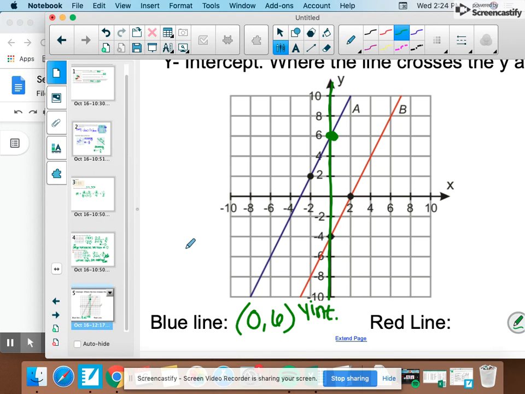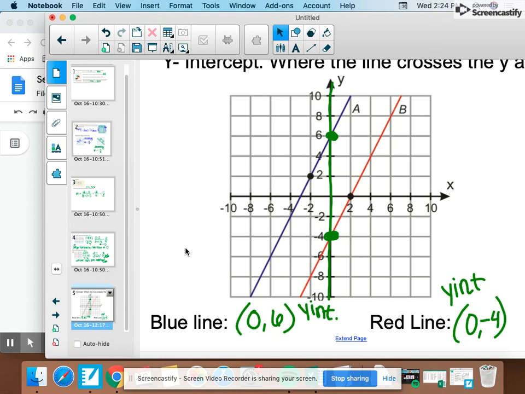Same concept for the red line. I'm looking for where the red line is meeting the green line, and that is at negative 4. Again, we want to write that as an ordered pair. So our x is 0 because we don't go left or right any, and then we go down 4. So 0, negative 4 would be the y-intercept.